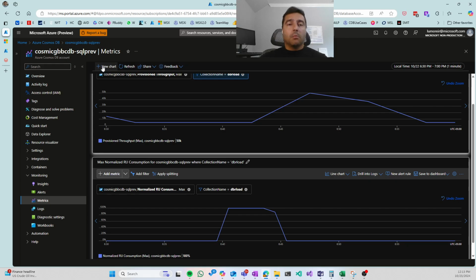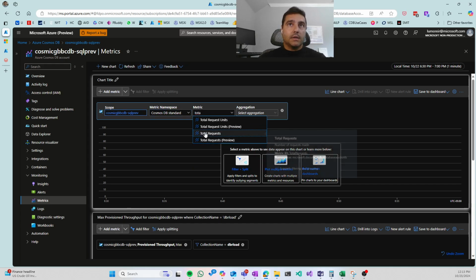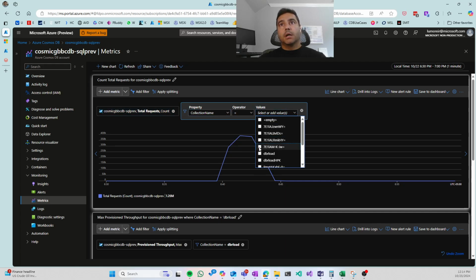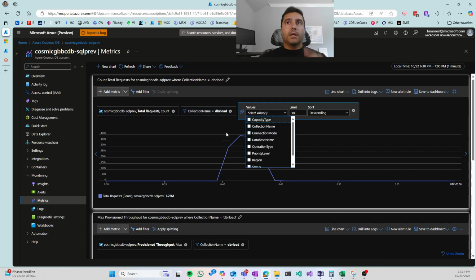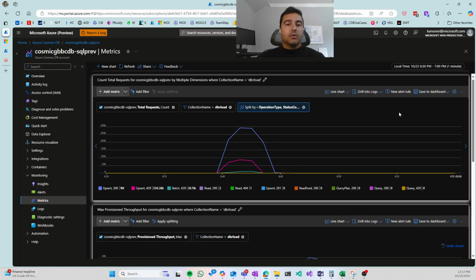What did it cause to my workload? So I'm going to add a new chart here, and I'm going to see total requests. I want to filter by my database, so I'm filtering by DBR loads. And not only that, now I want to apply splitting, and I will do a combination of operation type and status code. So I'm going to select operation type and status code. Why am I doing that? I want to understand the characteristics of the workloads that drove my consumption to spike. I was doing ingestion from Databricks.